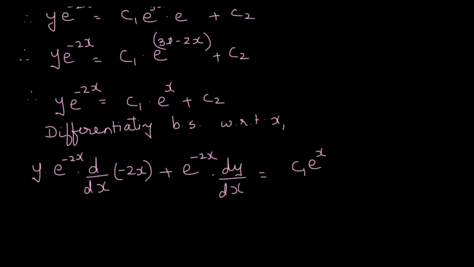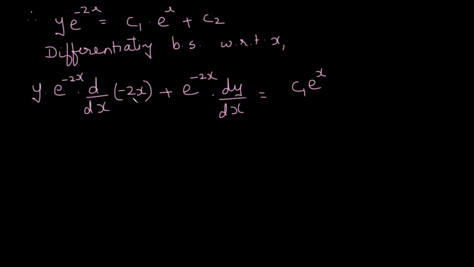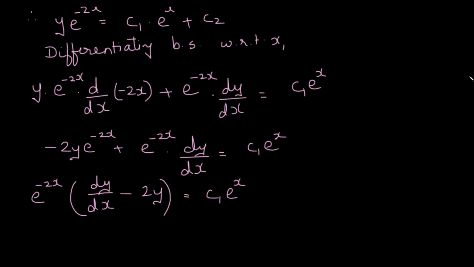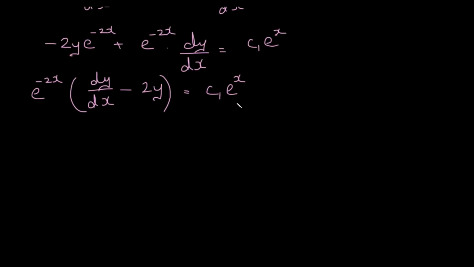Now here let us simplify a bit further. So the differentiation of minus 2x becomes minus 2. So we get minus 2y e raised to minus 2x plus e raised to minus 2x into dy by dx. And the RHS is same. Now let us take e raised to minus 2x common. So e raised to minus 2x, and in the bracket we get dy by dx minus 2y is equal to c1 into e raised to x. Now we can remove the e raised to x from the RHS by dividing all the terms by e raised to x.